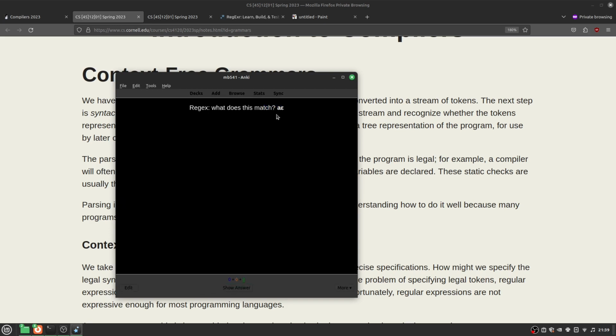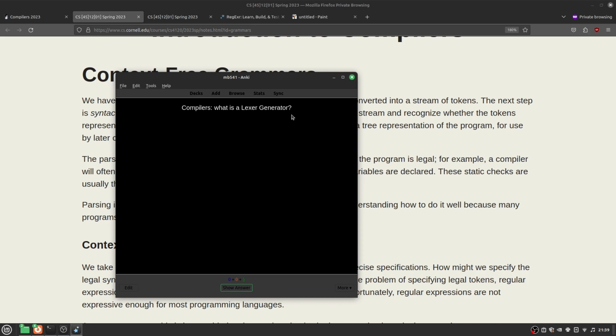Lexical analysis. Study now. What does this match? This matches A concatenated with the empty string, which is the set containing A. Good. What does this match? This matches A or B or C. Pretty much. Yep. What does this match? Question mark. That essentially matches R, or the language of R, or the empty string. Yep, so R union with the empty string.